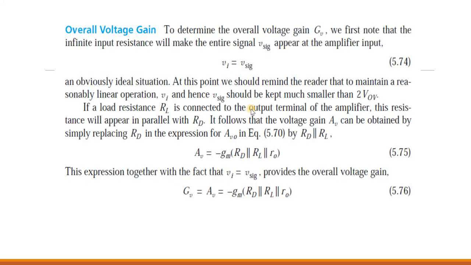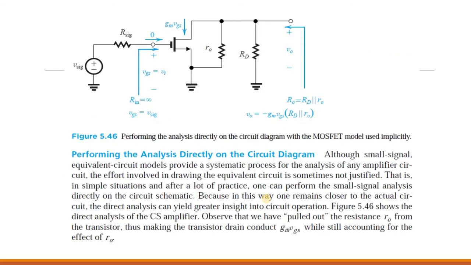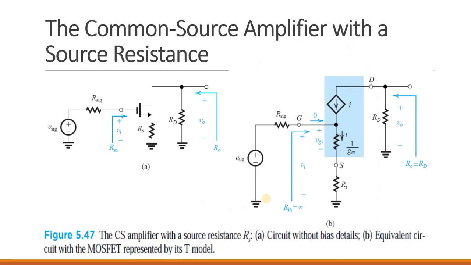Next we have seen the overall voltage gain Gv. Gv is nothing but minus gm RD parallel to r0, and we also need to include the load resistance for the overall voltage gain. Okay, so today we are going to see the common source amplifier with a source resistance.